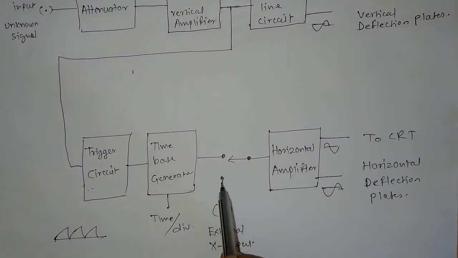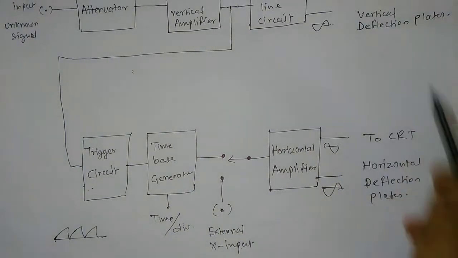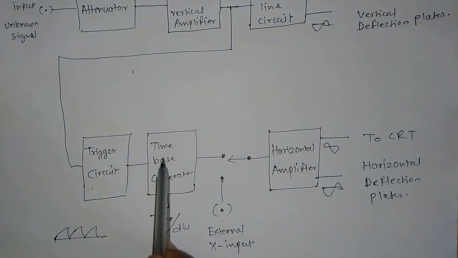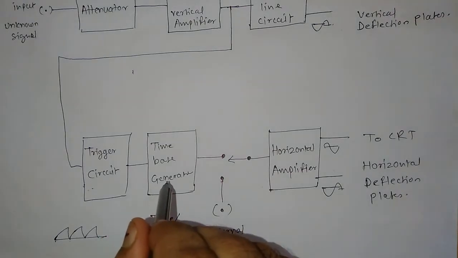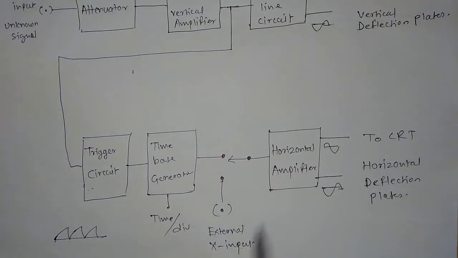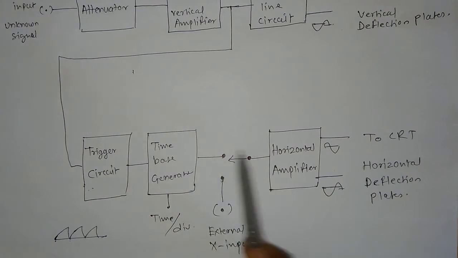Here you can see that these are the two points where the switch can be connected. This horizontal deflection can be done by the internal time base generator. Internal time base generator means it is present inside the CRO, and we can also connect an external time signal from the external X input. This point is connected to a socket, and the socket is for external X input. In many applications we have to use the Y input and, at the same time, the X input externally. That is why the switching arrangement is done here.